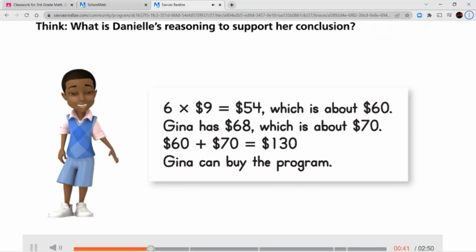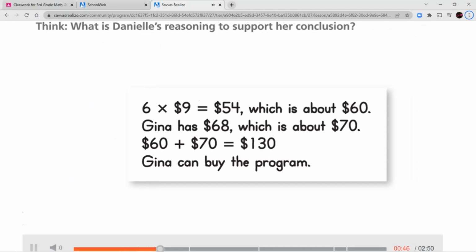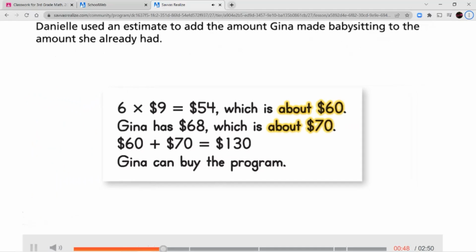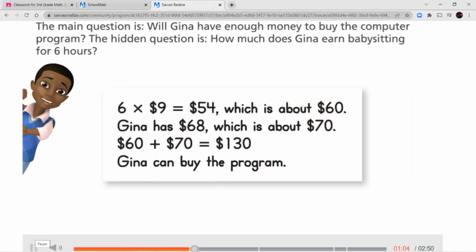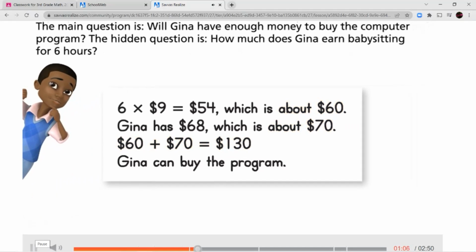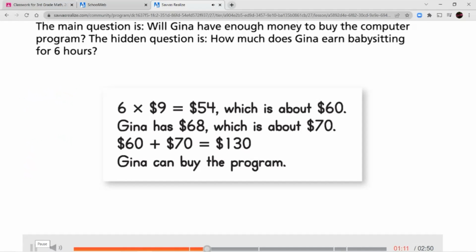Think. What is Danielle's reasoning to support her conclusion? Danielle used an estimate to add the amount Gina made babysitting to the amount she already had. What is the main question you need to answer to check Danielle's reasoning? What is the hidden question you first need to answer? The main question is, will Gina have enough money to buy the computer program? The hidden question is, how much does Gina earn babysitting for 6 hours?